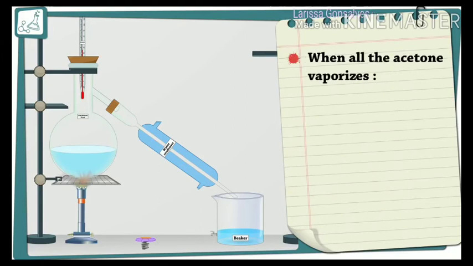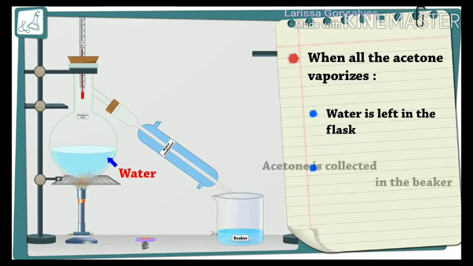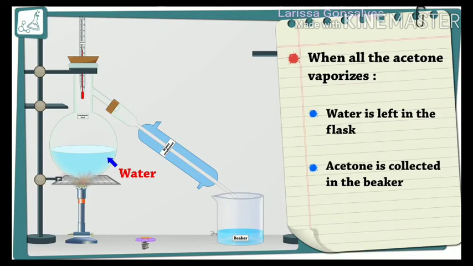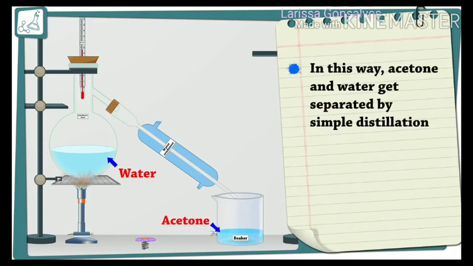When all the acetone vaporizes, water is left in the flask. Acetone is collected in the beaker. In this way, acetone and water get separated by simple distillation.